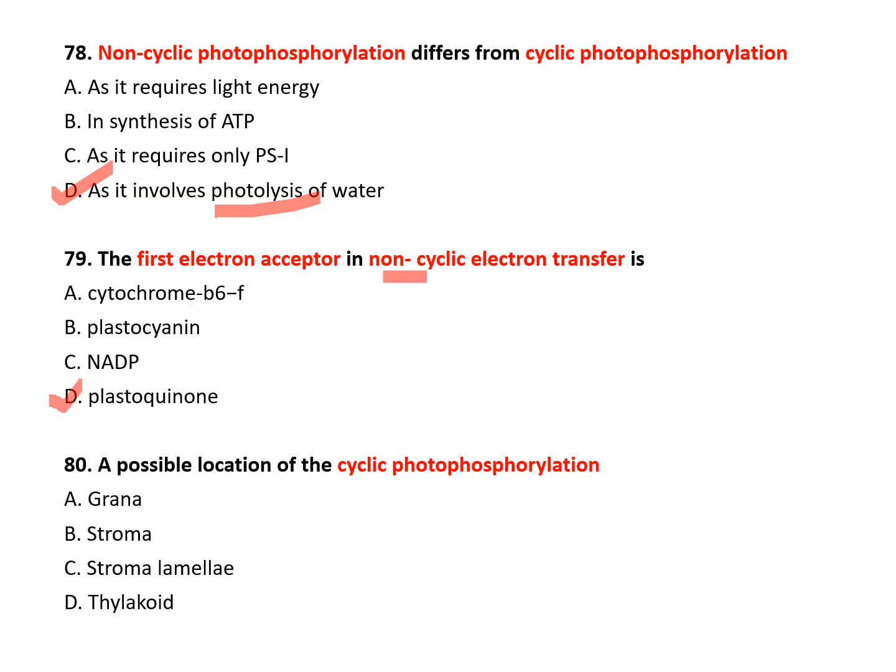The next question, number 80. A possible location of the cyclic photophosphorylation is option A grana, option B stroma, option C stroma lamellae, option D thylakoid. The correct answer is option C, stroma lamellae, that is the non-appressed part.